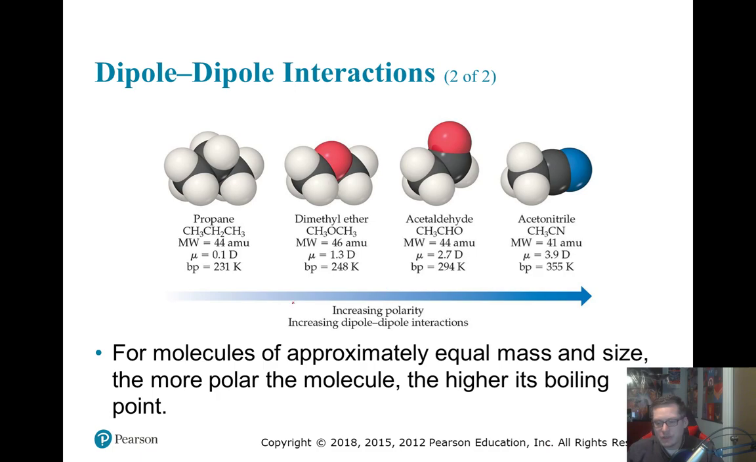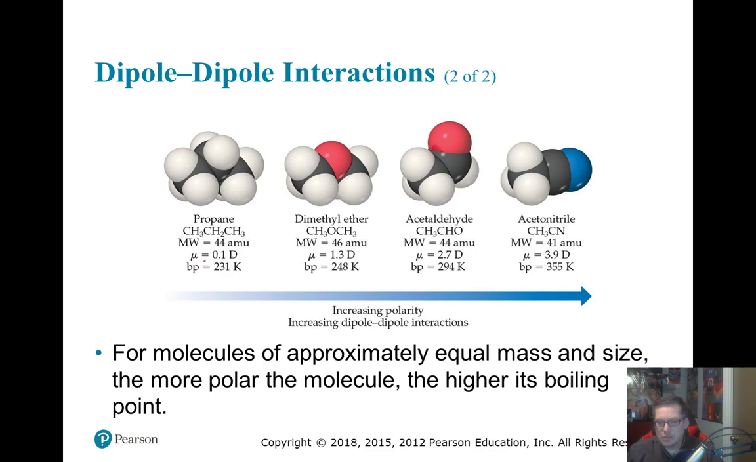So generally the trend is pretty obvious here. If you're looking at molecules that have essentially the same molar mass, so you've got propane, dimethyl ether, acetaldehyde, and acetonitrile, that's the one we just looked at on the other slide, they have essentially the same molar mass, 44, 46, 44, and 41. It's pretty dang close. But notice that their boiling points are increasing steadily as their dipole is increasing.